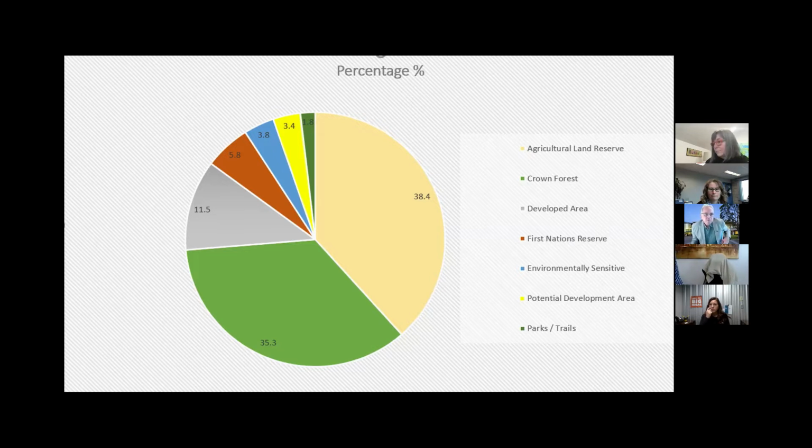So Lou's presented the housing spectrum, which is a philosophical or overview approach. This slide here is really the context of land availability in Salmon Arm for what we're dealing with for development.